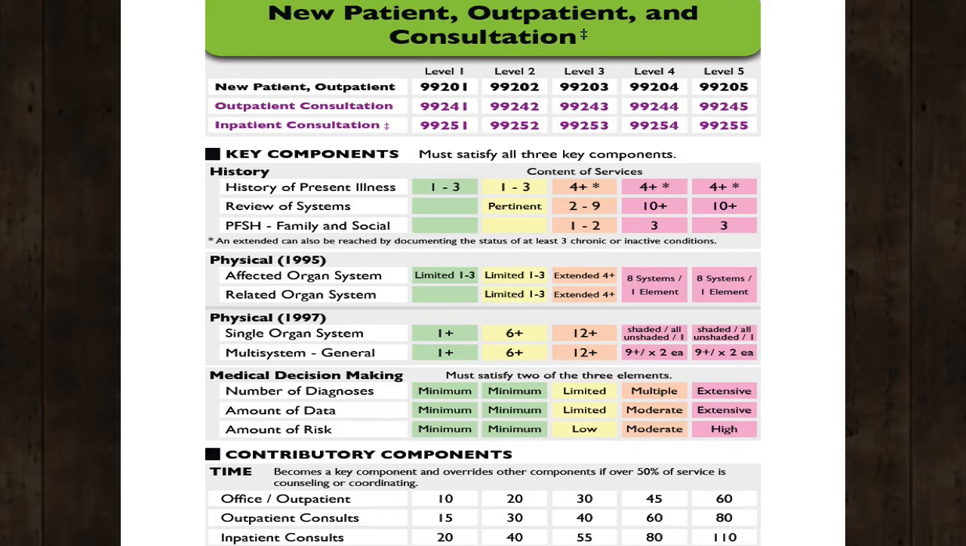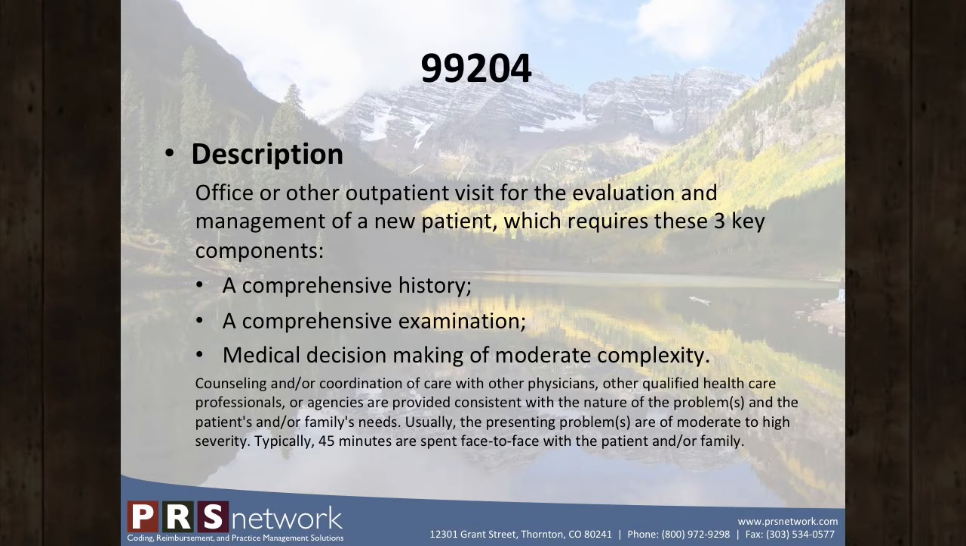Now, in coding, you take a look at the CPT book, and it gives you the definition. And we're going to use history as an example as we go through this process of developing and using the Paki Card. To start with, a 99204, a new patient, 4th level, states that it contains a comprehensive history. Now, what does that mean?